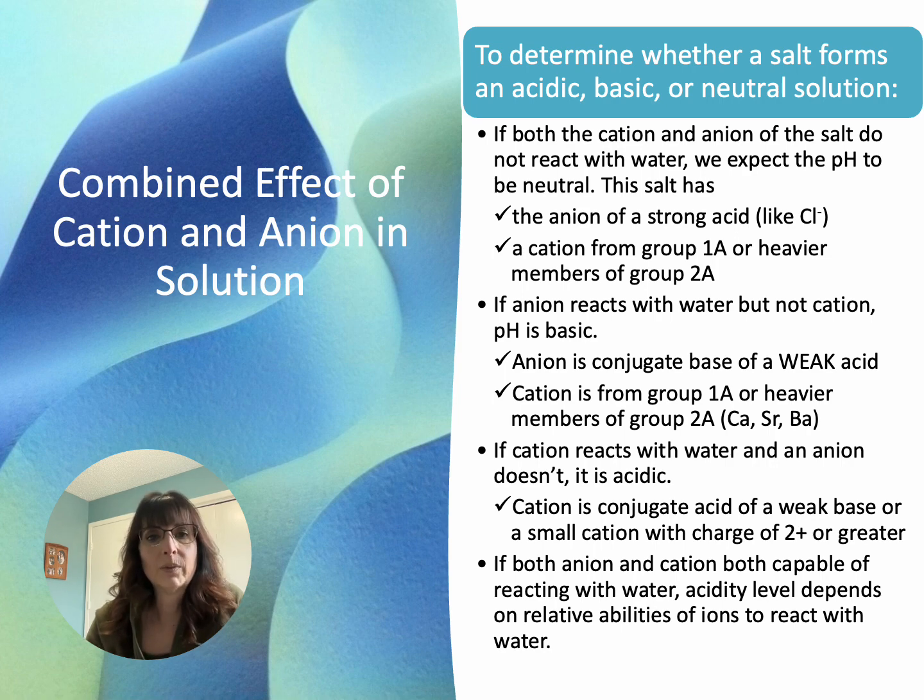If an anion reacts with water but not the cation, the pH is going to be basic. And this would be an anion of a conjugate base of a weak acid. And the cation has to be from group 1A or the heavier members of group 2A, like calcium, strontium, and barium. If the cation reacts with water and an anion doesn't, obviously it's going to be acidic. And for this, you would have the cation of a conjugate acid of a weak base or a small cation with a charge of 2+ or greater.